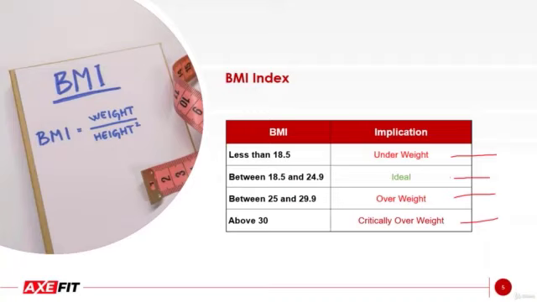So if you take the value from our last example where the BMI was 35.94, that would imply that this falls into the above 30 category and implies that the person is critically overweight. This is the simplest way to understand your BMI and understand where you stand in your fitness journey.